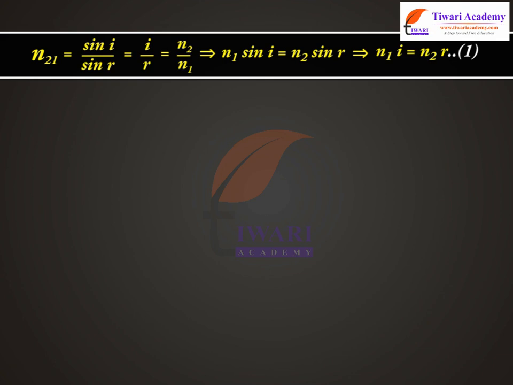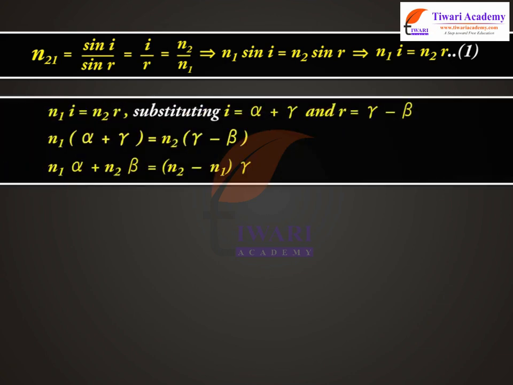Equation 1. n1 i is equal to n2 r. Substituting i is equal to alpha plus gamma and r is equal to gamma minus beta, we get n1 (alpha plus gamma) is equal to n2 (gamma minus beta). n1 alpha plus n2 beta is equal to (n2 minus n1) gamma.